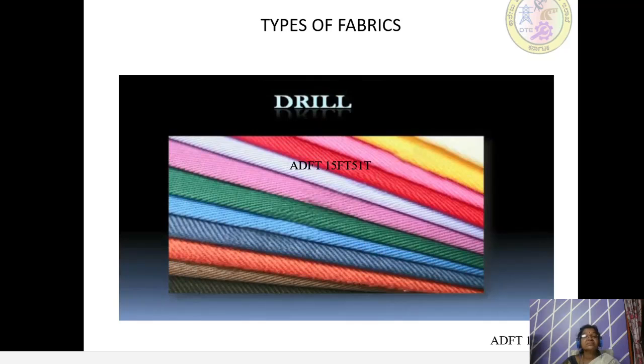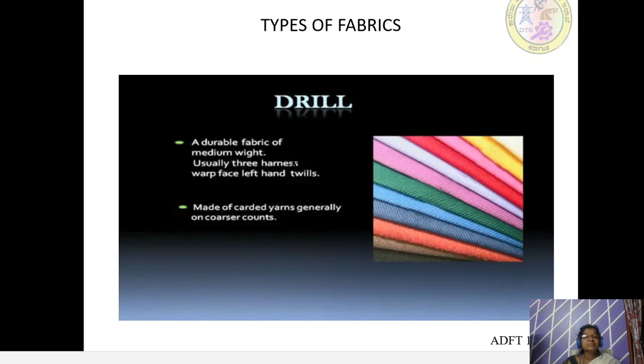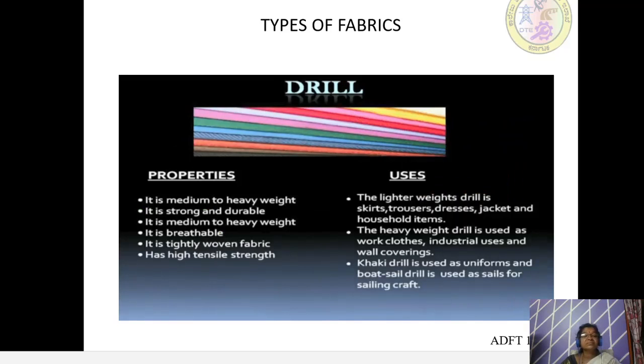Drill fabric. A durable fabric of medium weight, usually a 3-harness warp-face left-hand twill, made of carded yarns, generally of coarser counts. Properties: it's medium to heavyweight, strong and durable, breathable, a tightly woven fabric, and has high tensile strength. Uses: the lighter weight drill is used for skirts, trousers, dresses, jackets and household items. The heavyweight drill is used as work clothes, for industrial uses and wall coverings. Khaki drill is used for uniforms and boat sail drill is used as sails for sailing craft.